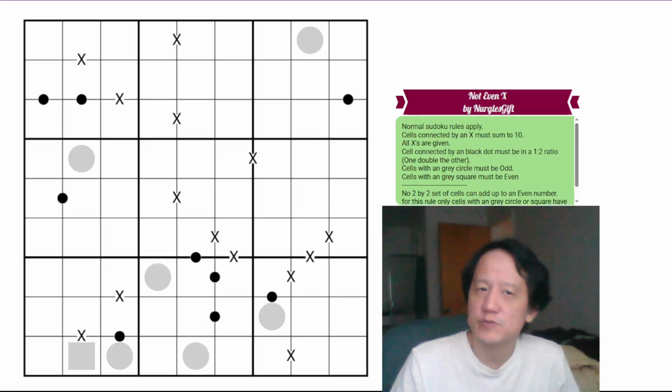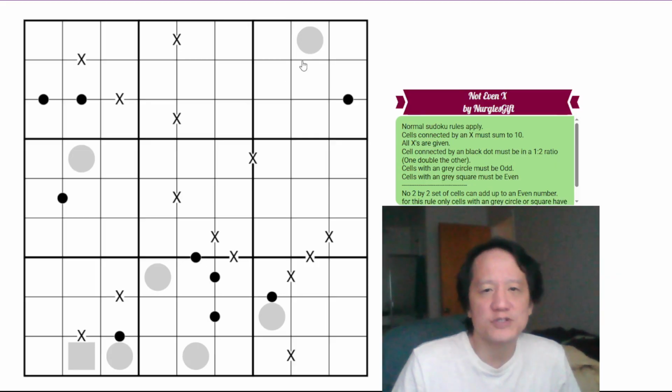And take that easiness with a grain of salt, because it's considered easy by the people on the Logic Masters Germany forum, and there's a lot of really smart people there. Today's puzzle is called Not Even X, and it's by Nurgle's Gift. And here are the rules.